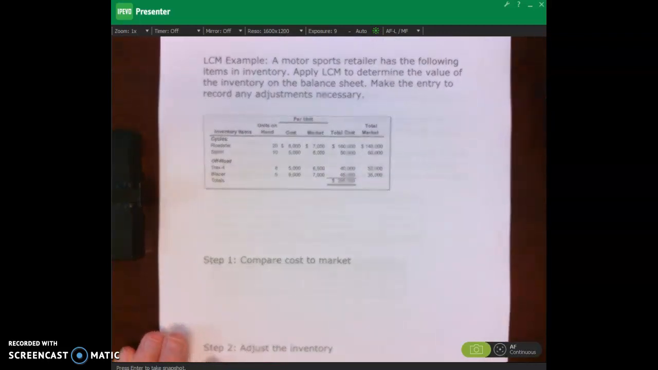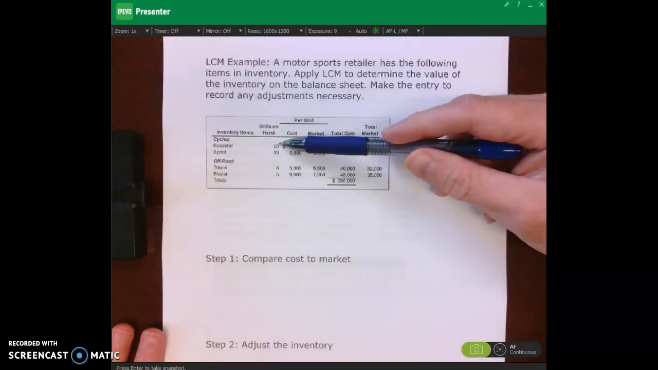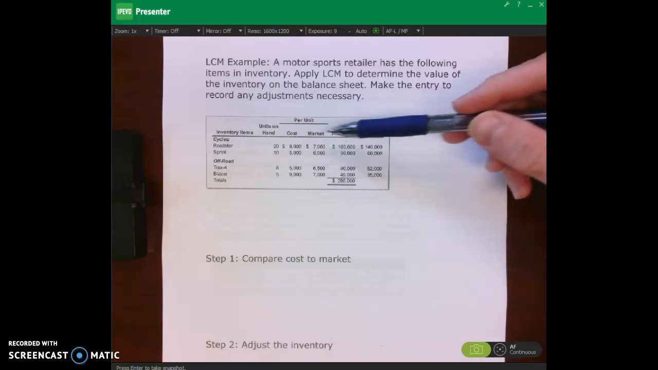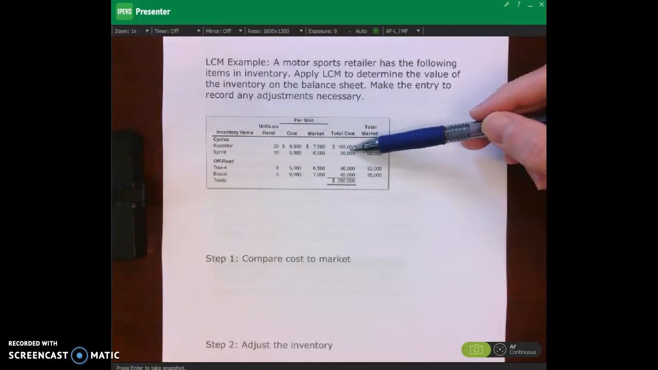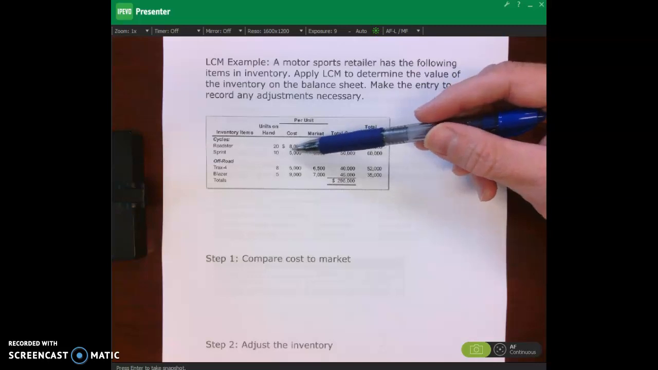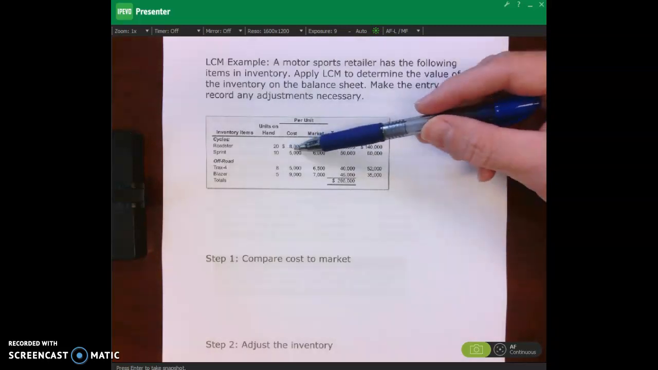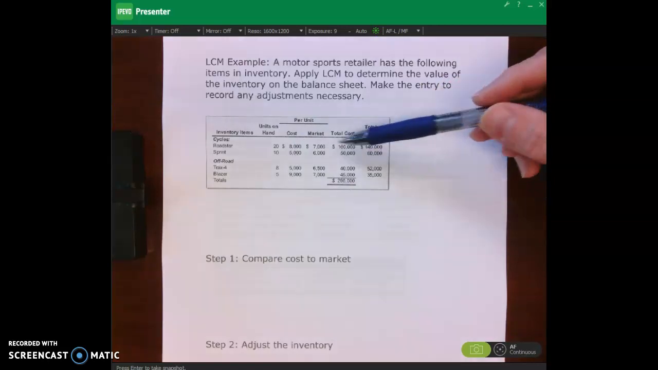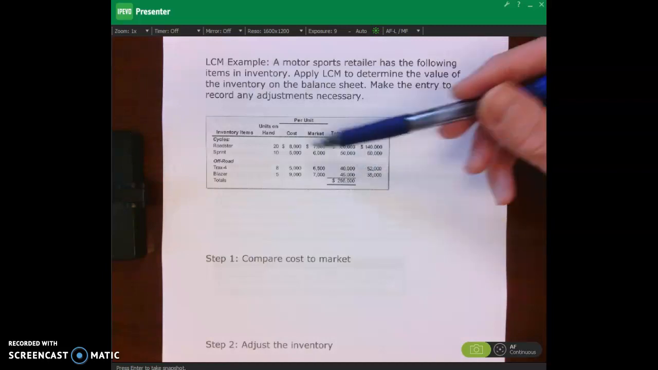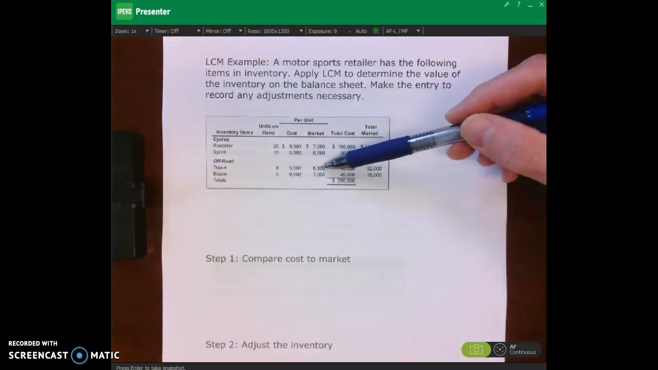Let's say that a motor sports retailer has the following items in inventory. We have our Roadster cycles. We have 20 of those, and the cost of each is $8,000. So the total cost of 20 times 8,000 is $160,000. But then the market value of those has dropped. We have our Sprint. We have 10 of those. The cost was $5,000. The market value has risen. Total cost is 5,000 times 10, 50,000, and then the market is 10 times 6,000, 60,000. Okay, so on and so forth with our total cost and total market. We have our Trax 4 and Blazer. 8 of those, cost is 5,000, market is 6,500.